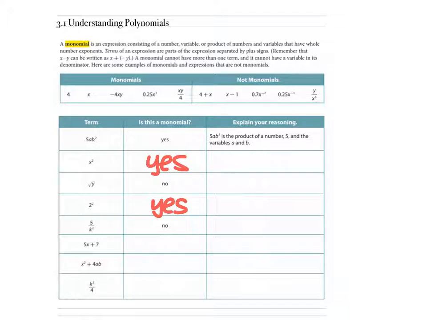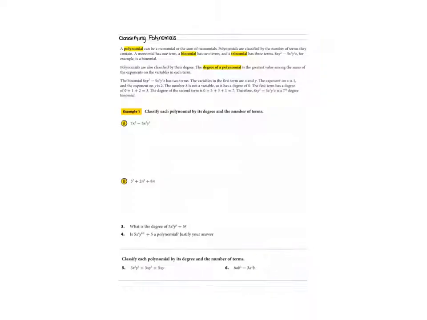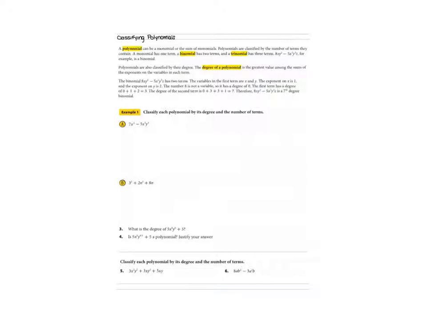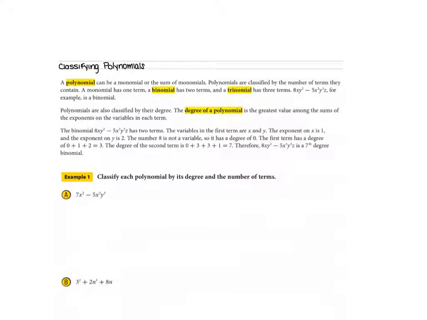5x plus 7 is not, because there's more than one term there. And then x squared plus 4ab is not, because again, there's more than one term there. And then k squared divided by 4 is the same thing as 1/4 times k squared, so that is a monomial. If we look at the next part, we're looking at polynomials, which are monomials that have more than one term.